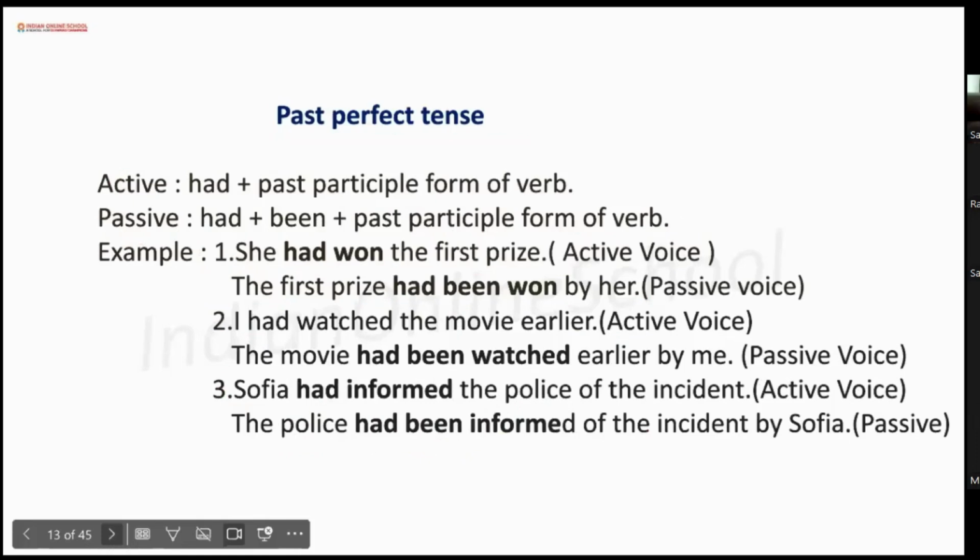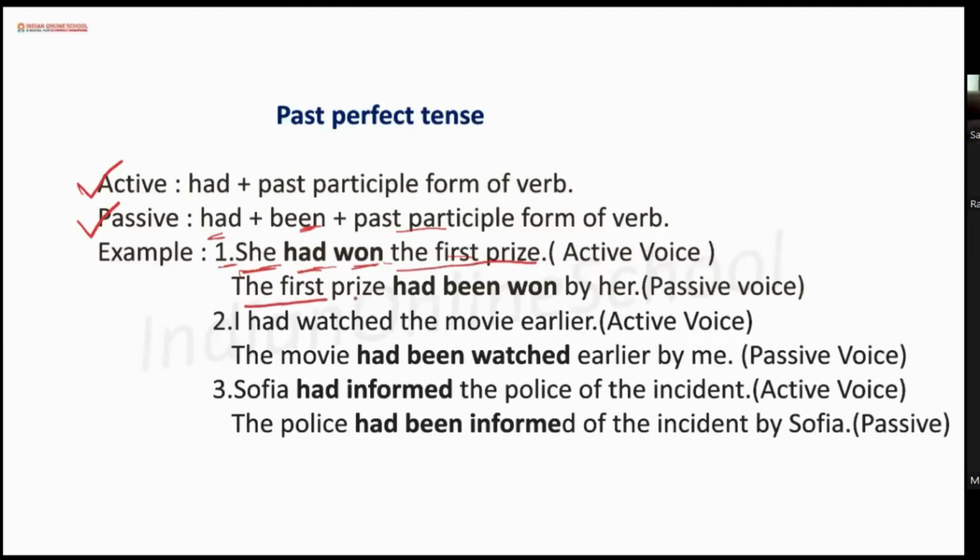Yes. Very good. Now we will learn about the past perfect tense. So how do we identify the past perfect? Had and the past participle form of the verb. And when you transfer it into passive voice, it means had been and the past participle form of the verb. Example 1: she had won the first prize in the active voice. Here she is the subject, had won is the verb with won as the past participle, and the first prize is the object. So the object becomes the subject: the first prize had been. As per the rule, what comes after had been? The past participle form of the verb: won. The first prize had been won by her in the passive voice. Okay?